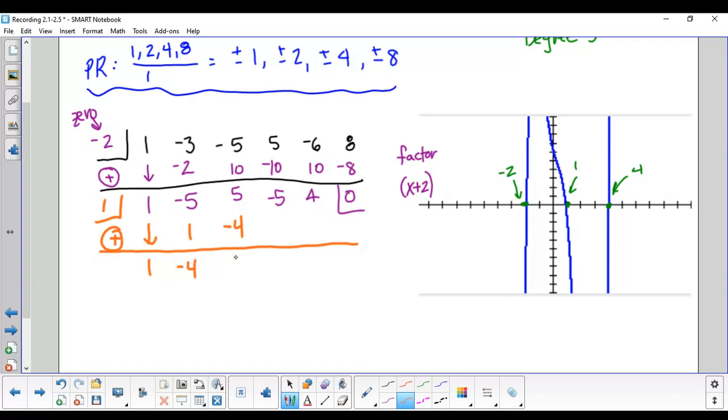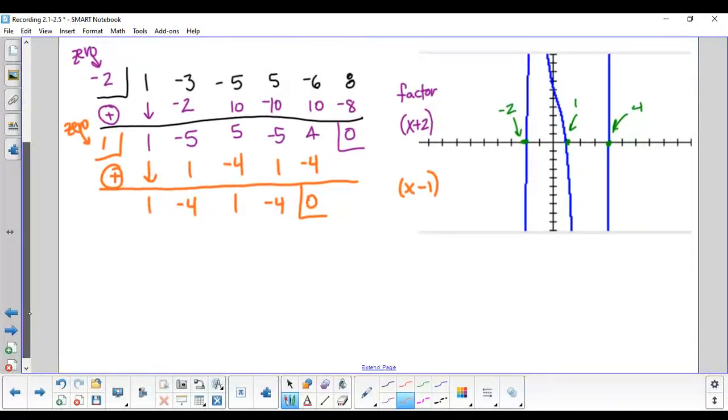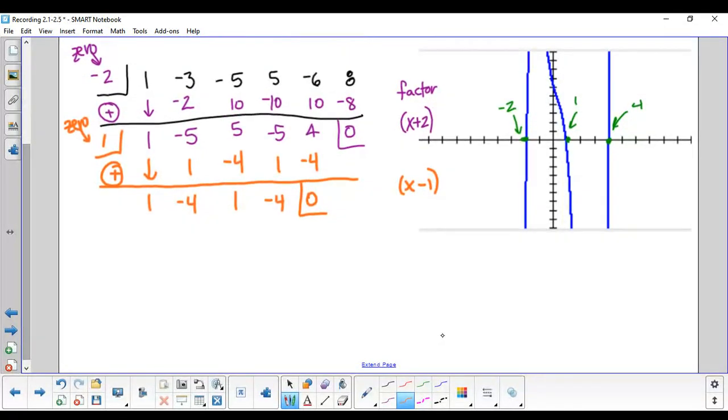Multiplying and adding gives me a 1. Multiplying and adding gives me a -4. And multiplying and adding gives me a 0. This is, again, a very good sign because what this means is that 1 was also going to be a 0. And if 1 is a 0, that means x minus 1 is a factor. So you can see I'm kind of listing my factors as we continue working with this polynomial.